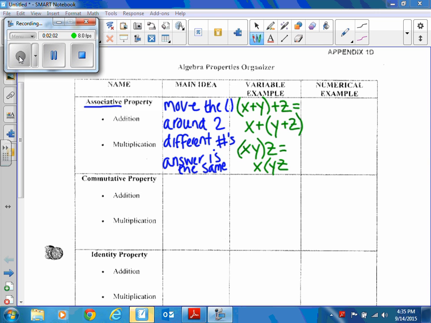It is important when you're doing the associative property that the order stays the same. See, in the addition, we have x plus y and z, and it stays the same. You're not moving the letters, the parentheses are moving to different numbers.